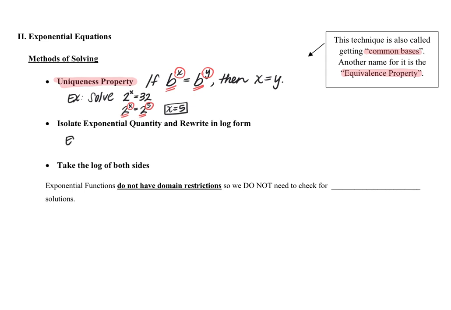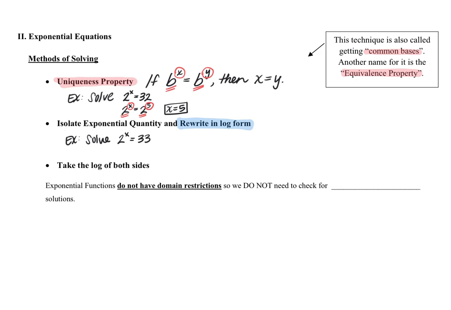Now, our second method of solving, let me show you the example first, is for when we cannot get the same base on both sides. For example, if you were given 2 to the x power is equal to 33, there's no way we can write 33 with a base of 2. So the uniqueness property doesn't work. In this situation, we want to isolate the exponential quantity and then rewrite the equation in logarithmic form. Right now, our exponential quantity is already isolated. That means the 2 to the x is already by itself.